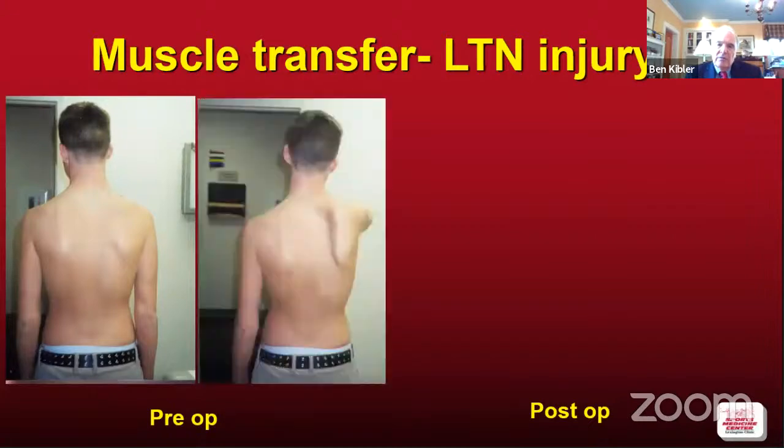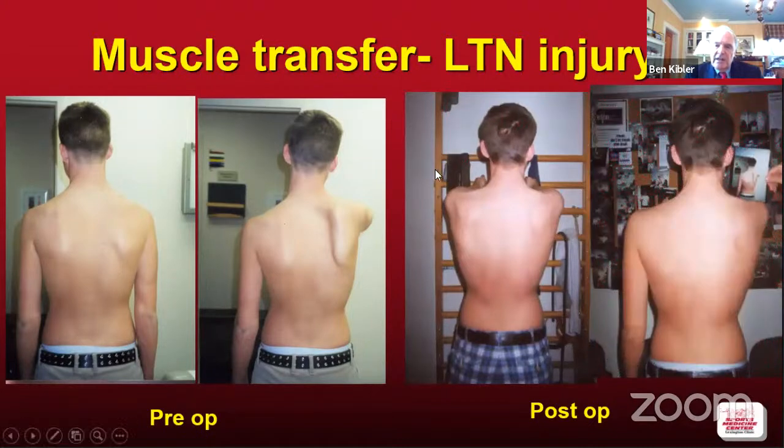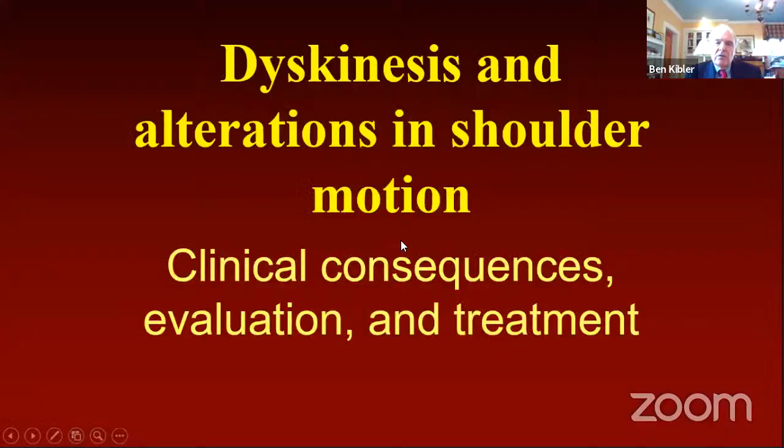So you have to go ahead and do your transfers for this. There's the pre-op, there's the post-op, and he works very nicely now because he now has control of the inferior medial border where he did not have it here. So therefore, this is how the scapula and its alterations can affect shoulder function in many, many types of diagnoses.